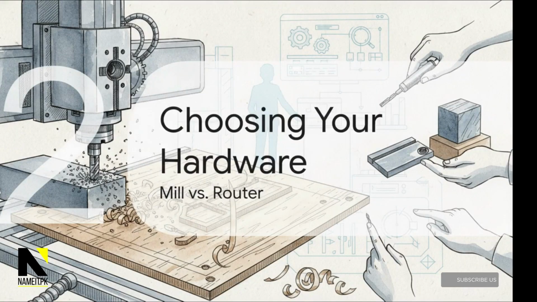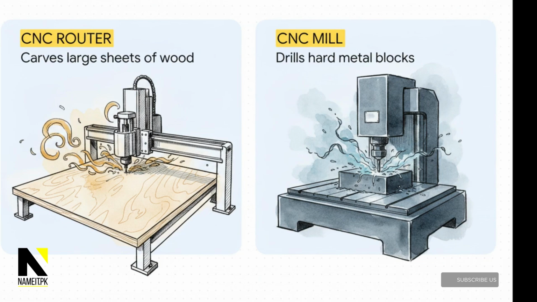Moving right along to Section 2, choosing your hardware. Let's talk about the big hardware debate. As your consultant, I need to help you find the exact right tool for the specific materials you work with. Generally, you're looking at a choice between a CNC router and a CNC mill.